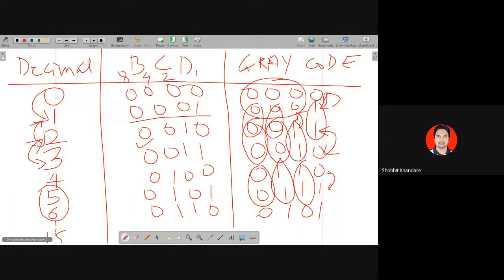So you have understood why it is called a unit distance code. Unit का मतलब होता है 1. And you have seen here there is one bit change only. The remaining 3 bits remain the same. Okay. So this is your first observation for Gray code.